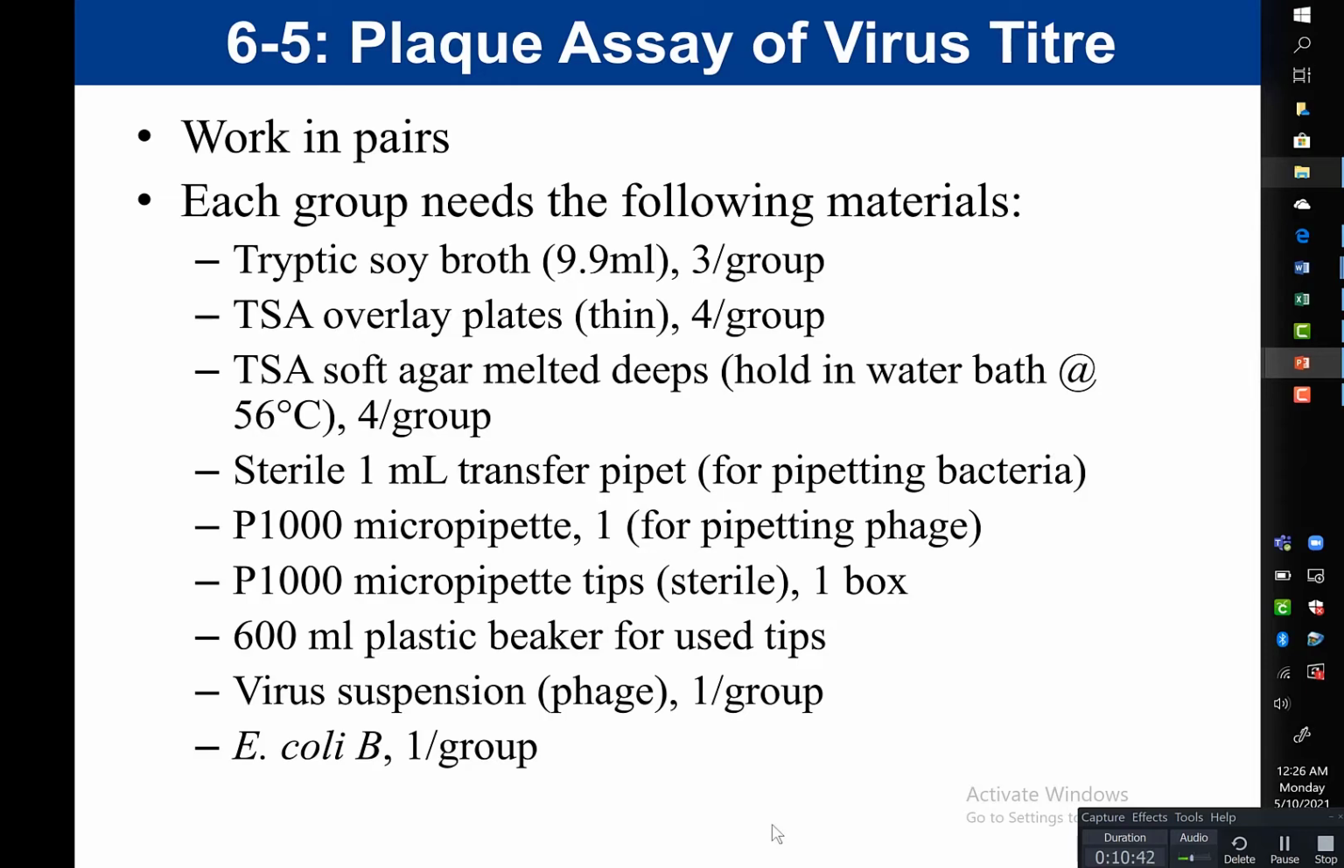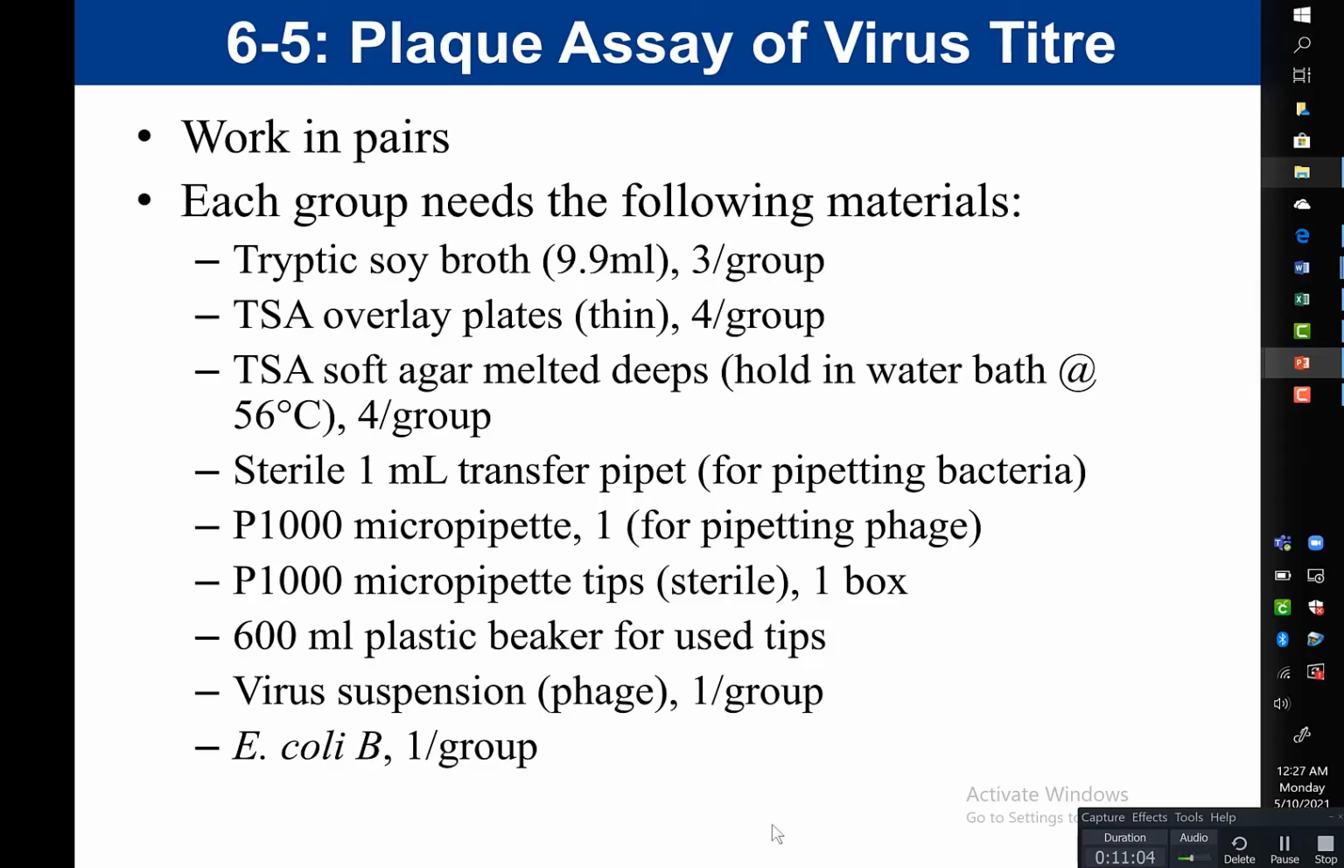We need a sterile 1 milliliter transfer pipette. That's used for pipetting the bacteria. We can use those transfer pipettes, those plastic ones, because we don't need accuracy so much. The bacteria is just there to be a lawn. If the amount is not perfect, it's not really going to matter.